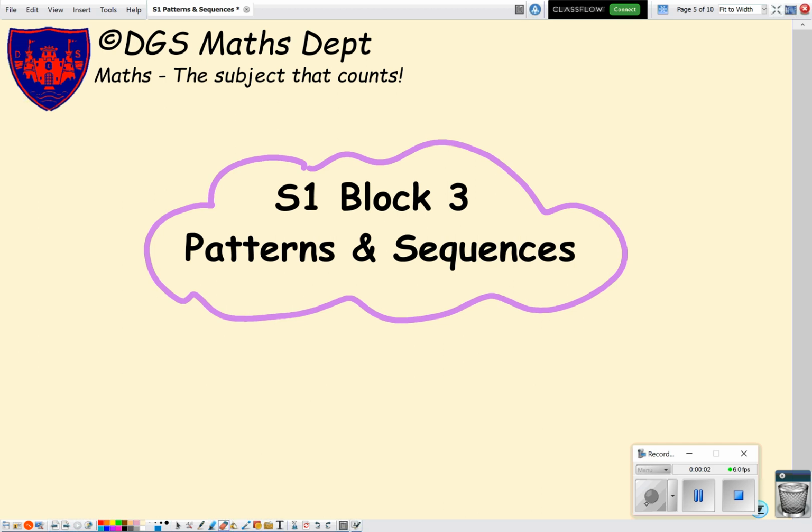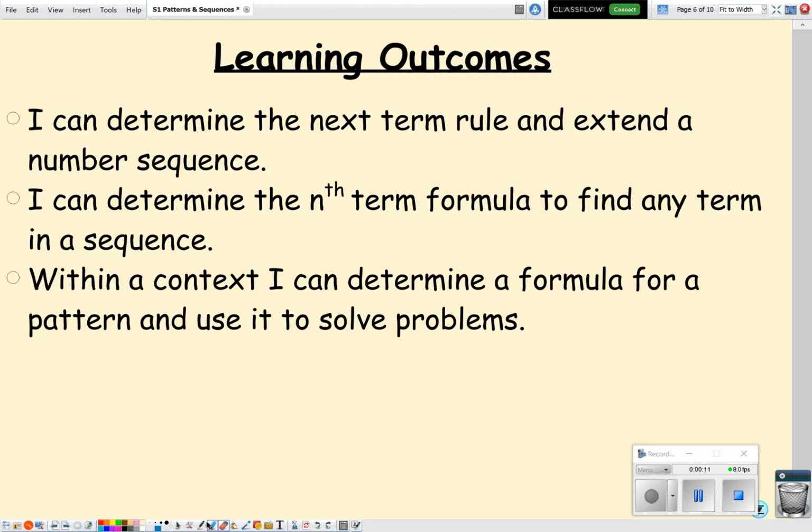Hello everyone, and welcome to the second video in the patterns and sequences unit. This video today, we're going to look at the second bullet point here, that we can determine the nth term formula to find any term in a given sequence. So this nth term formula is what we're going to be looking at today.